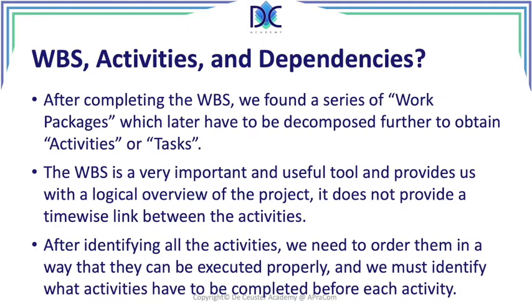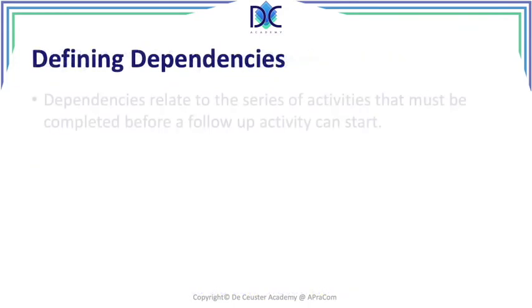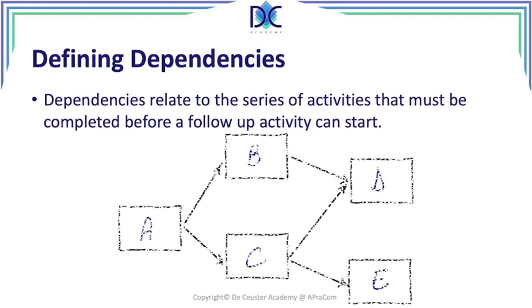So we have to identify now what are the dependencies, what are the relationships between these activities. And for every activity, we have to identify what activity has to be completed before we can start with that specific activity. Let's have a look at the dependencies itself. Now, we have to find out what activities have to be completed before a follow-up activity can start.